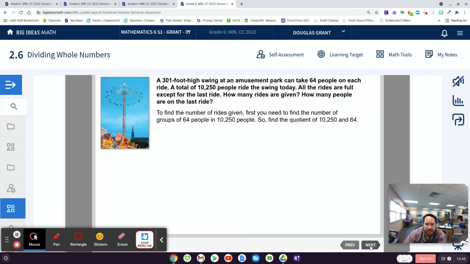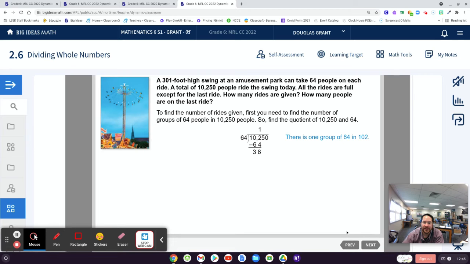So we're going to do 10,250 divided by 64. So 64 doesn't go into 1 or 10, but it does go into 102 once. And then you go 1 times 64, goes right here below the 102. And then you subtract. It's 38. And then we're going to drop that 5. And then how many times is 64 going into 385, do you think? Let's see. It is 6. And then 6 times 64 is 384.